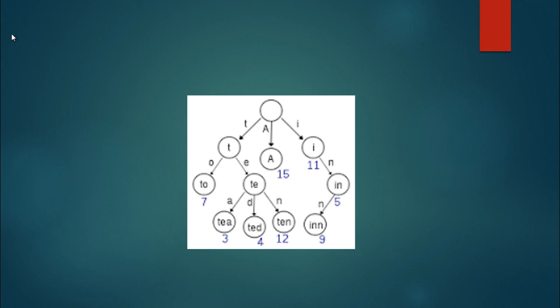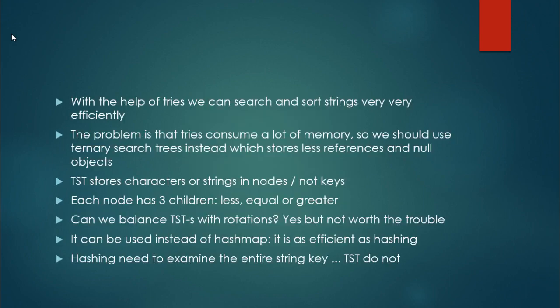The ternary search tree is something different. So this is a trie data structure. And ternary search trees store characters or strings in nodes and not keys. So it doesn't have these edges represented by characters. And in a ternary search tree, each node has 3 children: a less, an equal, and a greater. So can we balance these ternary search trees with rotations as we have seen with binary search trees and AVL trees? Yes, we can, but it's usually not worth the trouble. It's very hard to implement and it doesn't matter.